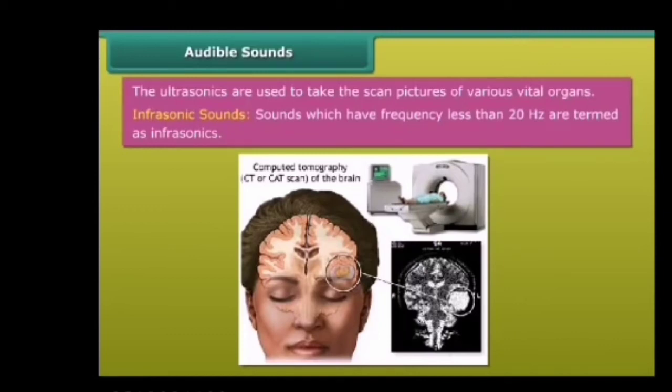Next is infrasonic sound. Sounds which have frequency less than 20 Hz are termed as infrasonic sounds.